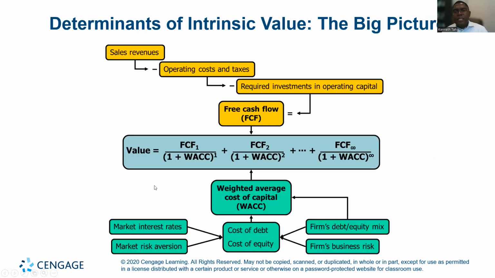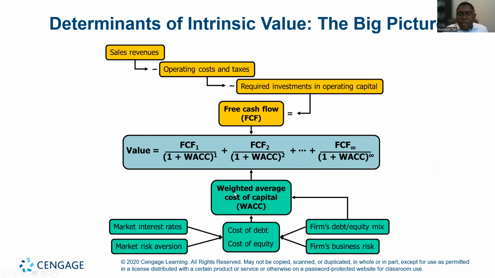So to put it in a diagram that gives us a bigger picture on how we determine intrinsic value. We want to understand how we arrive at the free cash flow, which we already mentioned. That free cash flow is the sales revenue minus the operating costs and taxes minus the required investment in operating capital. And that will leave us with free cash flow period after period.